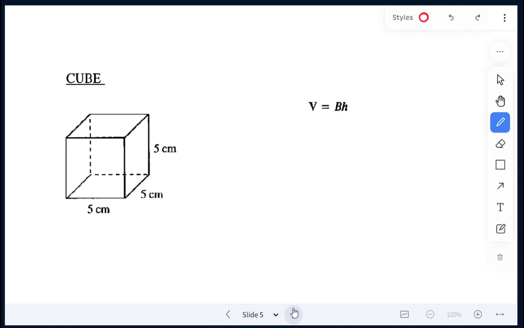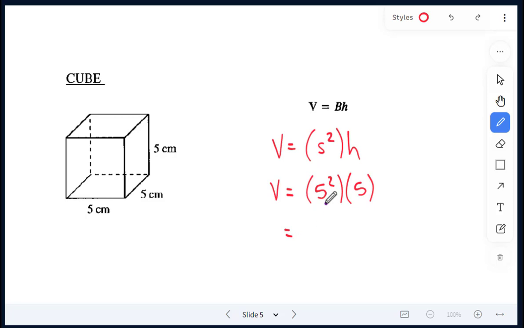Next, we have a cube. So a cube, all 3 dimensions are the same. So area of the base is side squared and then multiplied by height. So that becomes 5 squared. Our height is also 5. So 5 times 5 times 5, 125 centimeters cubed.